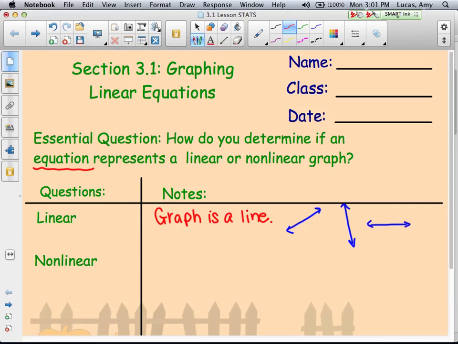The next vocab word is nonlinear. The prefix non, I'm pretty sure you know, means not. So nonlinear means that the graph is not a line.